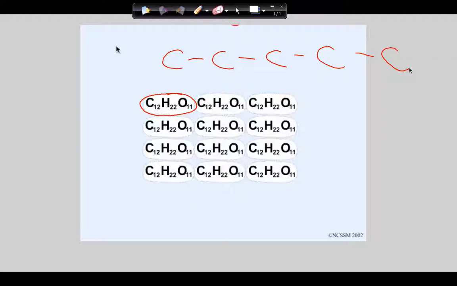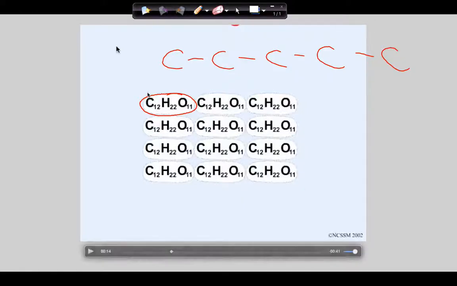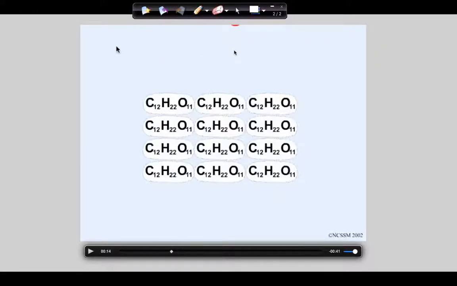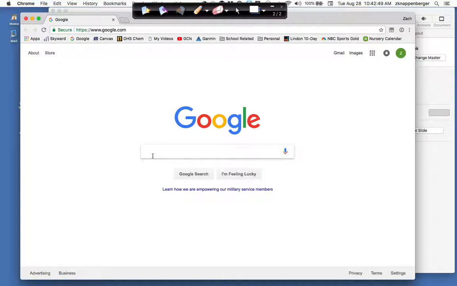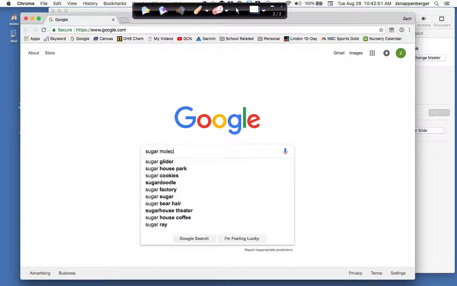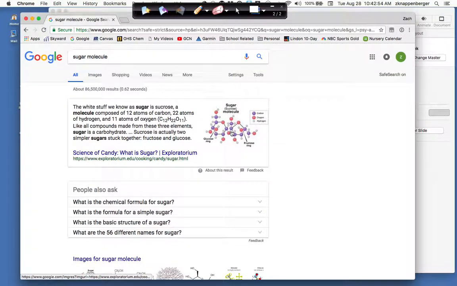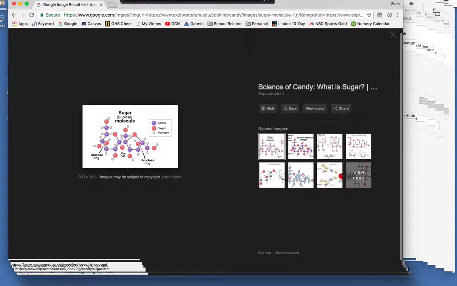If you aren't sure, let me go, because this is important that you understand this. Let me zoom out, let me escape, let me go here. Let me pull up a sugar molecule. So this is what that sugar molecule looks like. The purples are carbons, the reds are oxygens, the whites are hydrogens. That is what a table sugar molecule looks like.